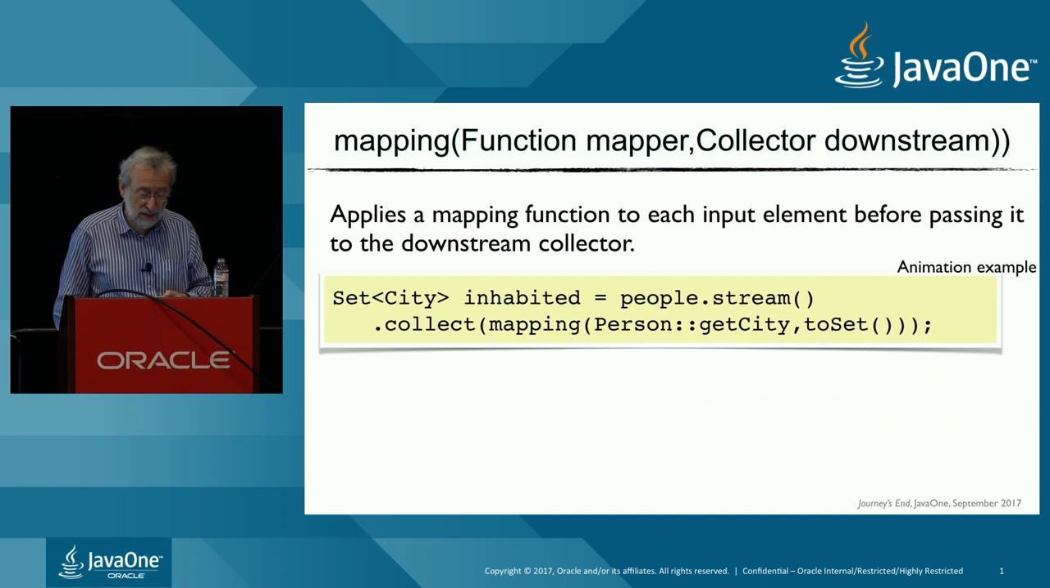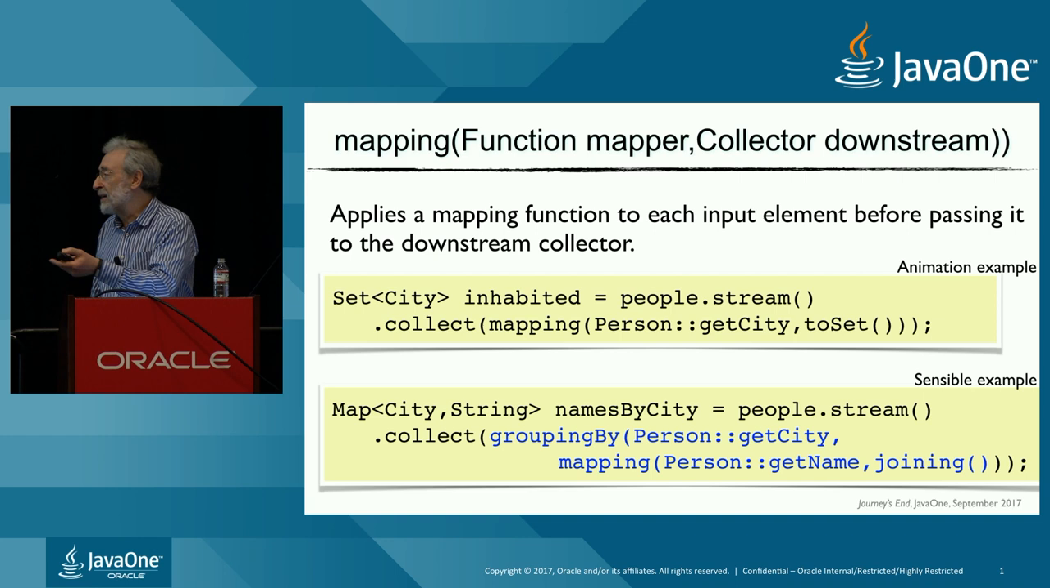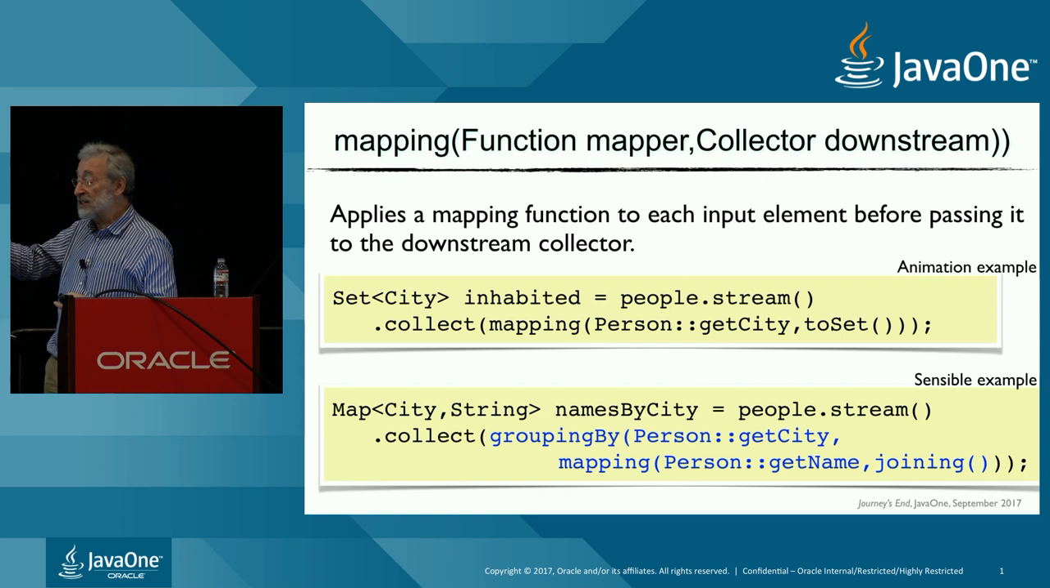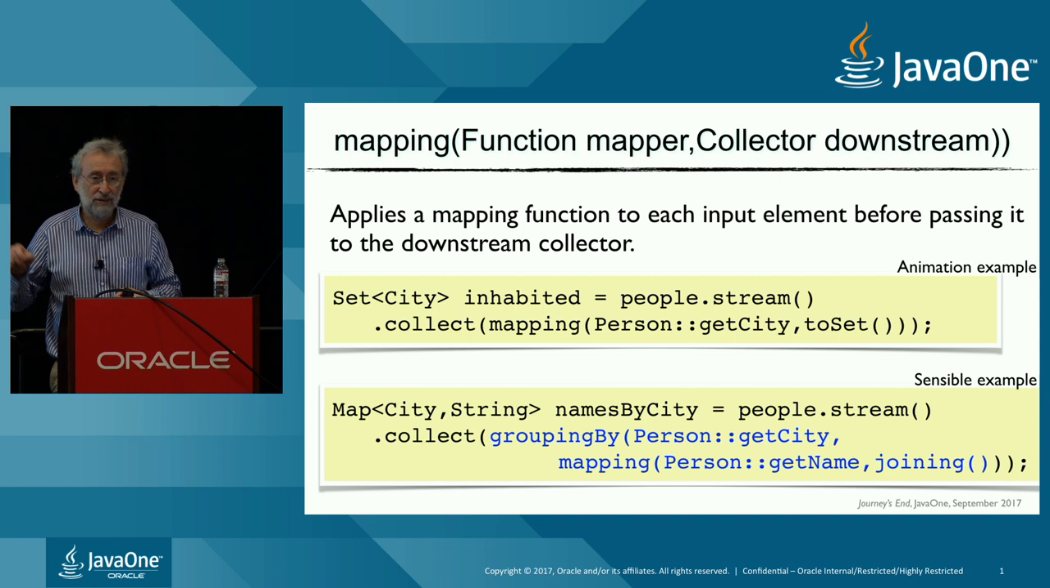That's a more sensible example. So here what we've got is probably not very sensible. We're going to group people by the city, and then we're going to map those person objects to their names, and then we're going to collect them in the downstream collector, which will be joining. So what we'll get out of that is a concatenation of the names of all the people that live in each city. So London will have John and Bill, or whatever it was, concatenated together.